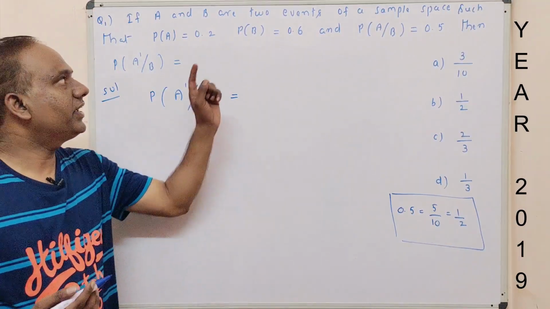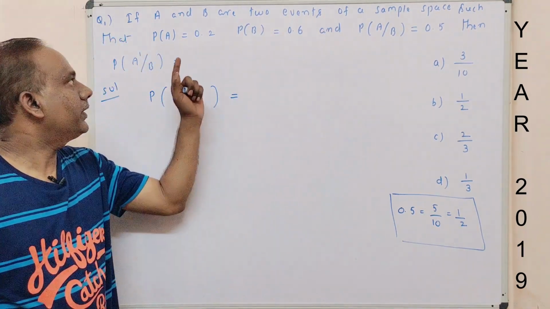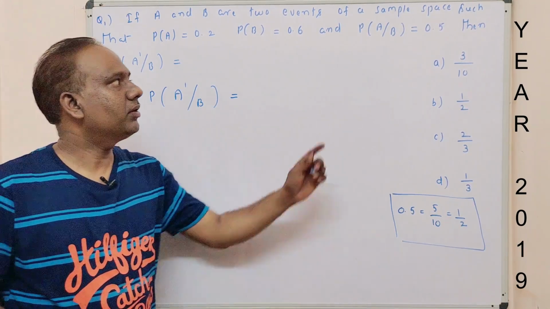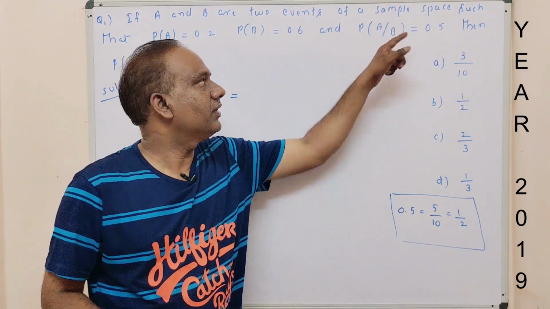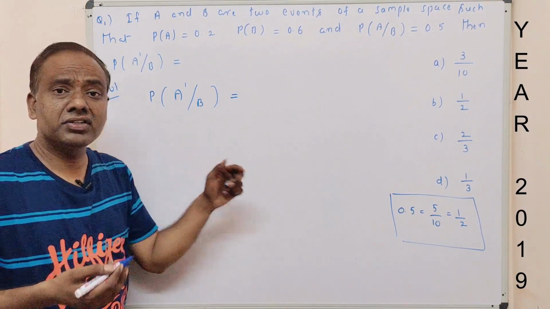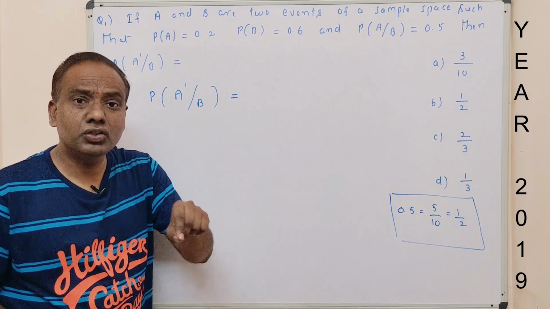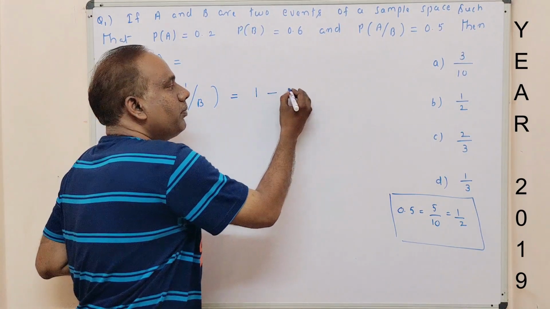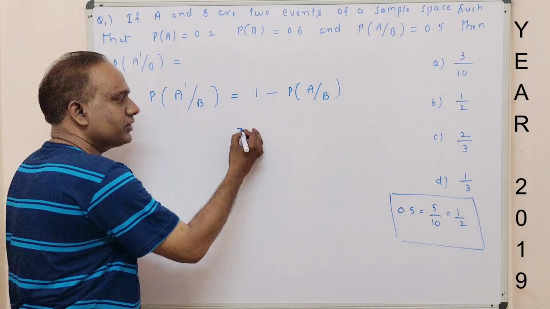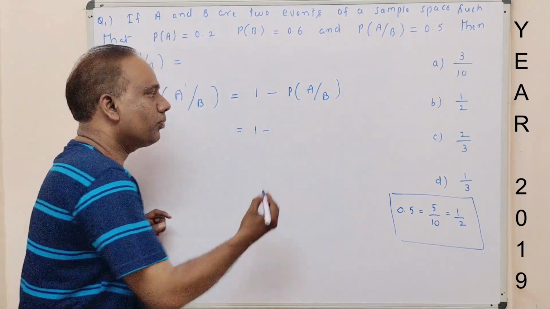Here the question: if A and B are two events of a sample space such that P of A is equal to 0.2, P of B is equal to 0.6, and P of A given B is equal to 0.5, then what is P of A dash given B? That is the question here. So P of A dash given B is equal to 1 minus P of A given B. So this is equal to 1 minus P of A given B, whose value is 0.5.